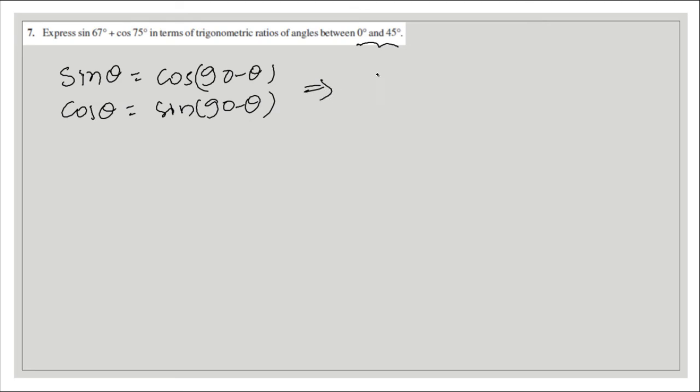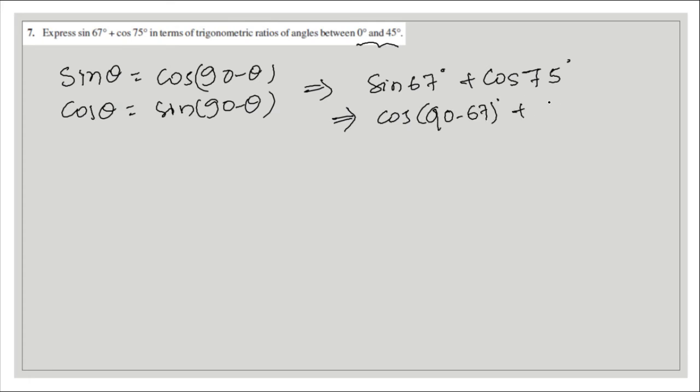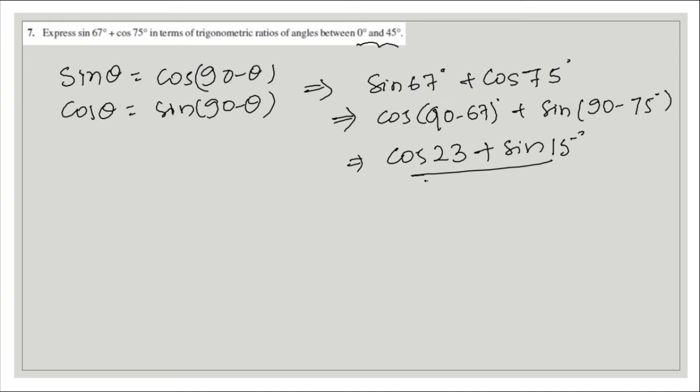We get sine 67 degree plus cosine 75 degree, which will be cosine of 90 minus 67 plus sine of 90 minus 75. So 90 minus 67 is 23. So we get cos 23 plus sine 90 minus 75, which is 15. So we have converted these two angles, 75 degree and 67 degree, into 15 and 23 degrees respectively.